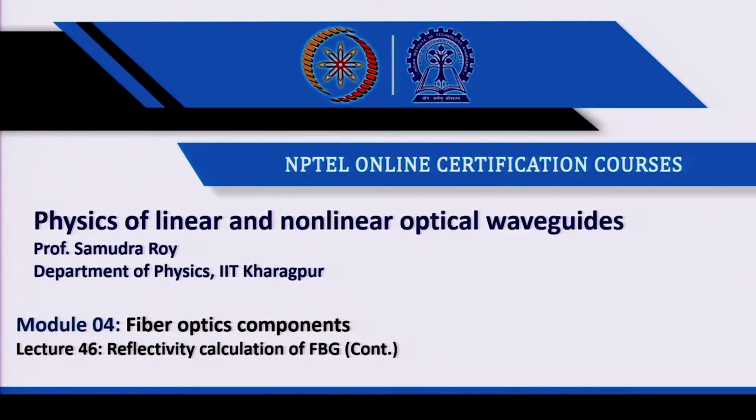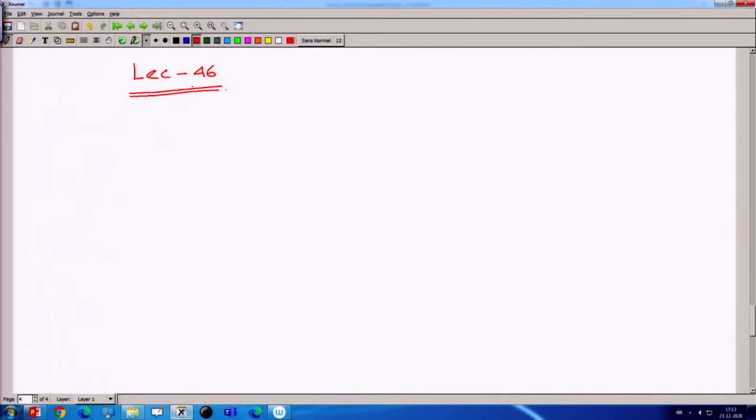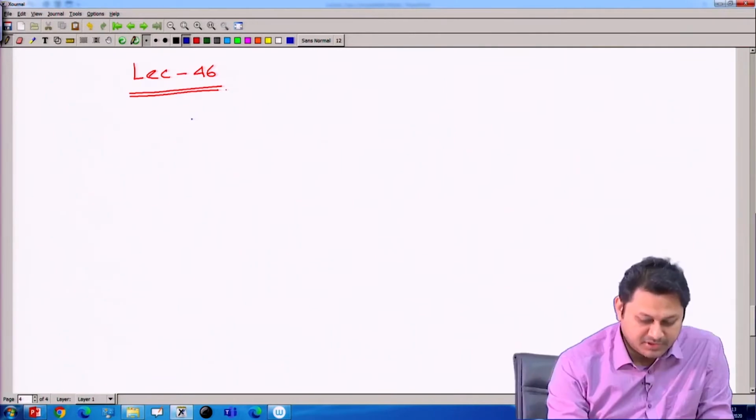Today we have lecture number 46, and we will continue the reflectivity calculation. Let me write down the expression that we did in the last class, where we try to solve the coupled differential equation. Let me write it once again.